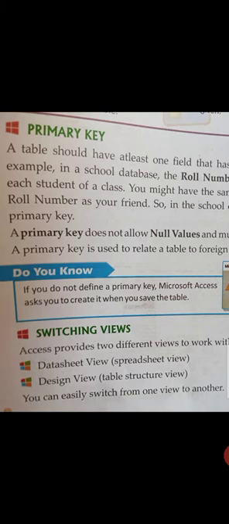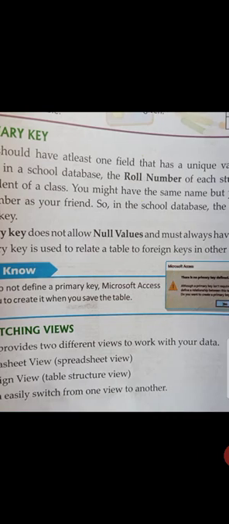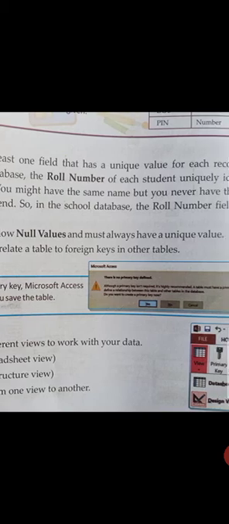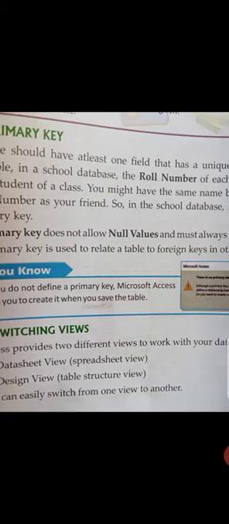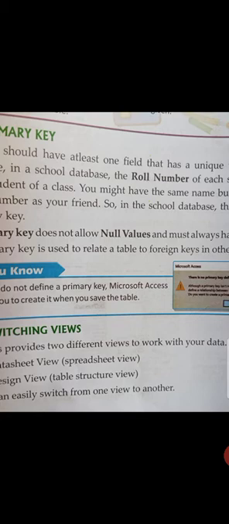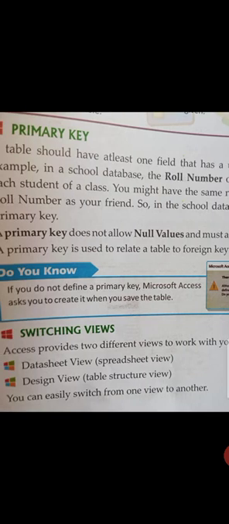I already told you, a primary key does not allow null values. It means we never leave it blank, and it must always have a unique value. A primary key is used to relate a table to a foreign key. Foreign key means if you are going to create another table for students, then the student roll number is the same in both tables.